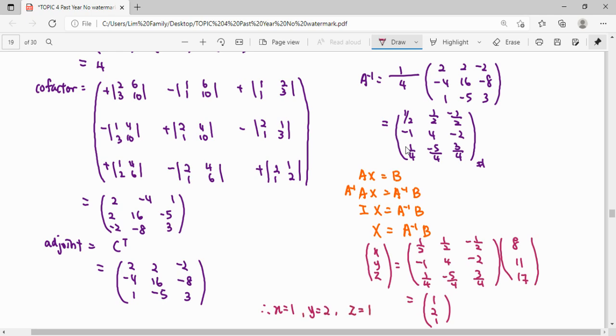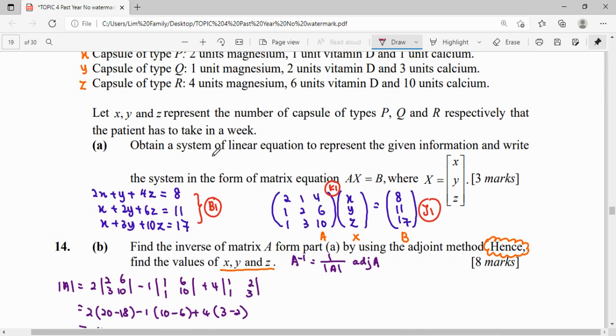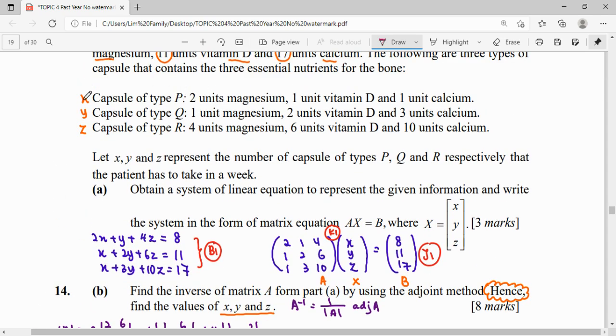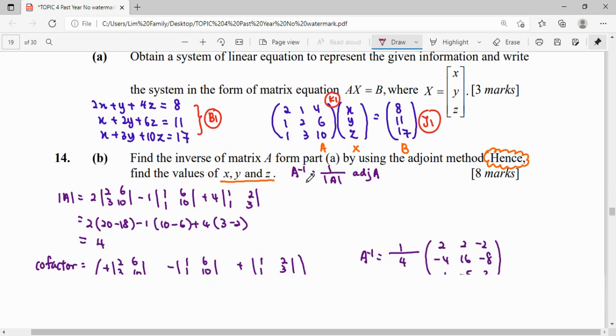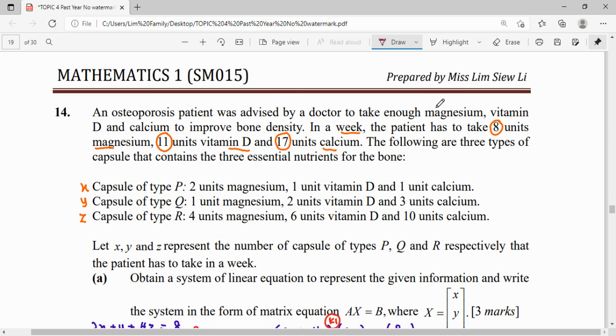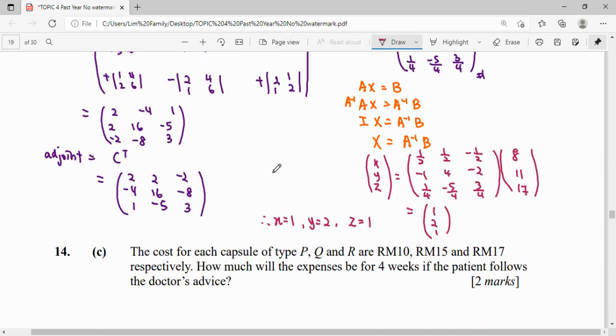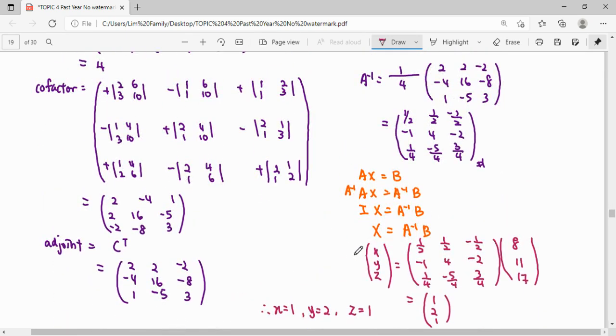and z is 1. It means they are going to take capsule P 1 unit, capsule Q 2 units, and capsule R 1 unit, in order to fulfill the doctor's advice to take enough magnesium, vitamin, and calcium. So these are the units of the capsules they want to take in.